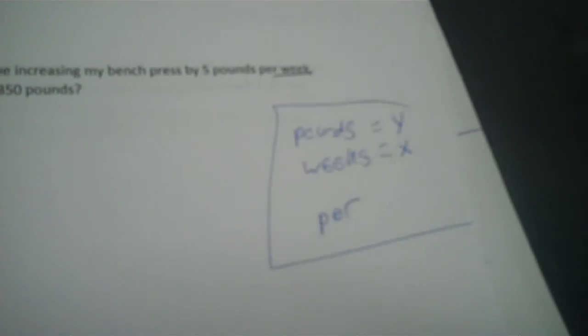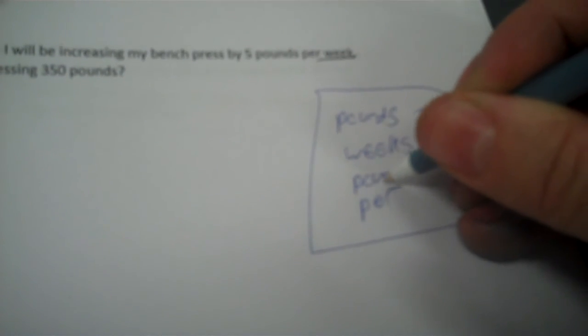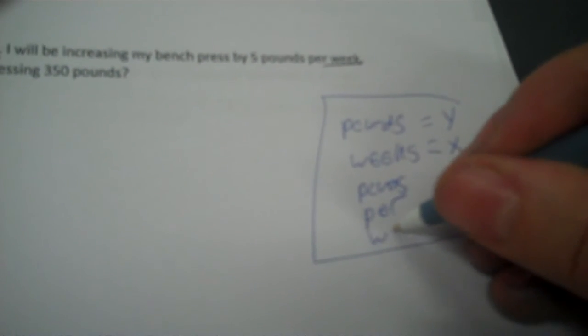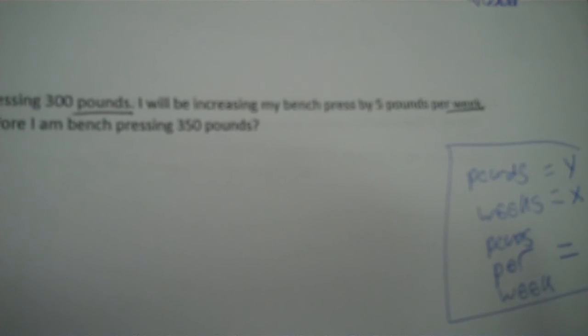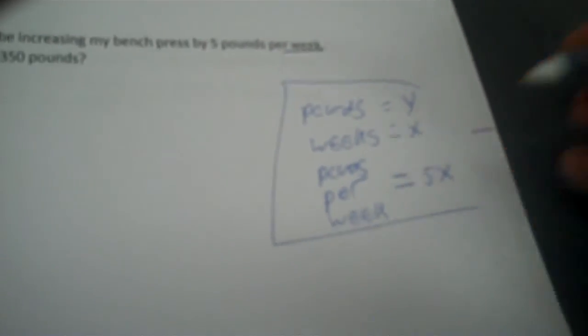So per. So it's Y label per X label. So the Y is pounds and then weeks. Pounds per week. Make the X label singular. How many pounds do I do every week? That'd be 5, okay? So 5x. So that is your slope of your line, 5x.